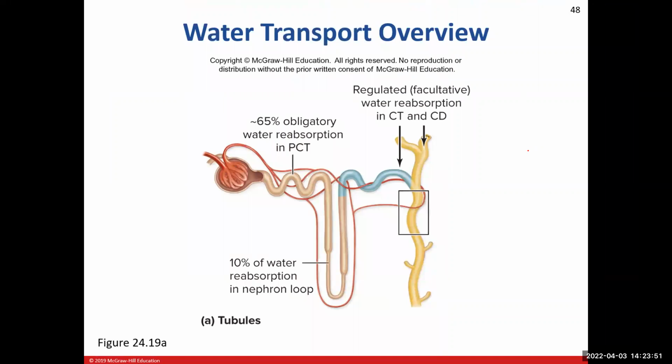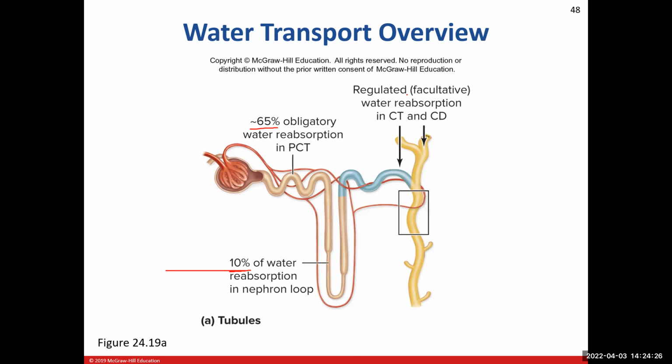Okay, so here's a nice slide to show you what happens when we're dealing with water. Remember, water follows, water follows. So we saw 65% reabsorption of sodium in the proximal convoluted tubule. So we'll see roughly the same number here, about 65%, as sodium is moving across the proximal convoluted tubule back into the blood, water will also follow it. Now we see a lower number here. We'll talk about this a little bit later, for water reabsorption in the nephron loop. We'll get into that in a little bit.